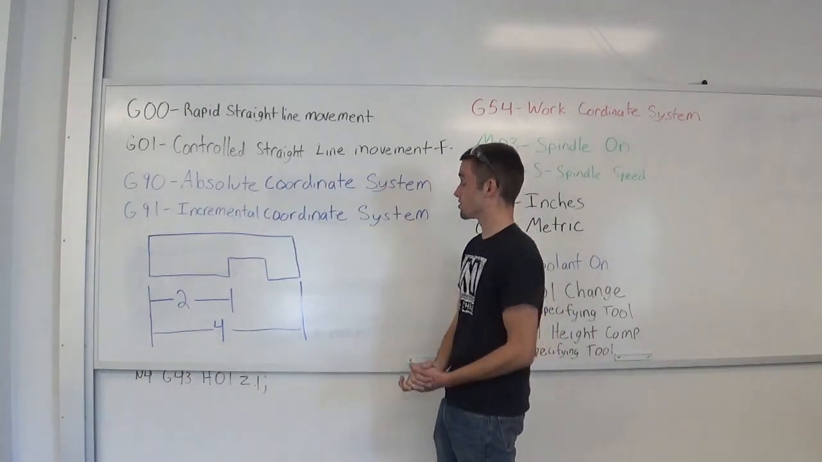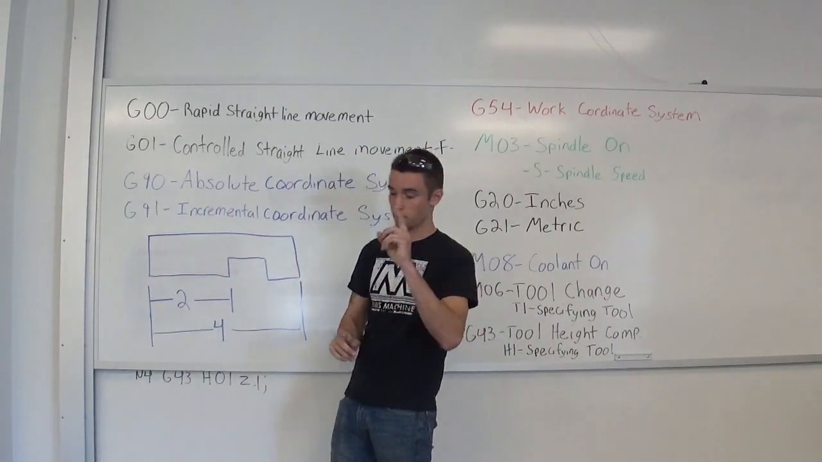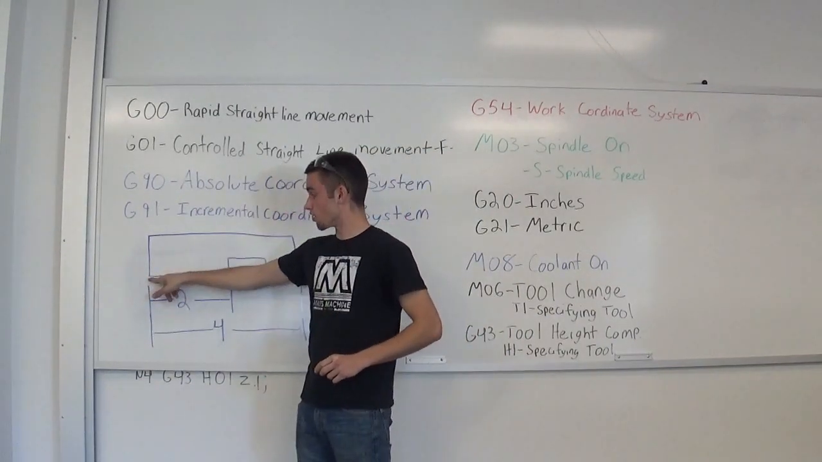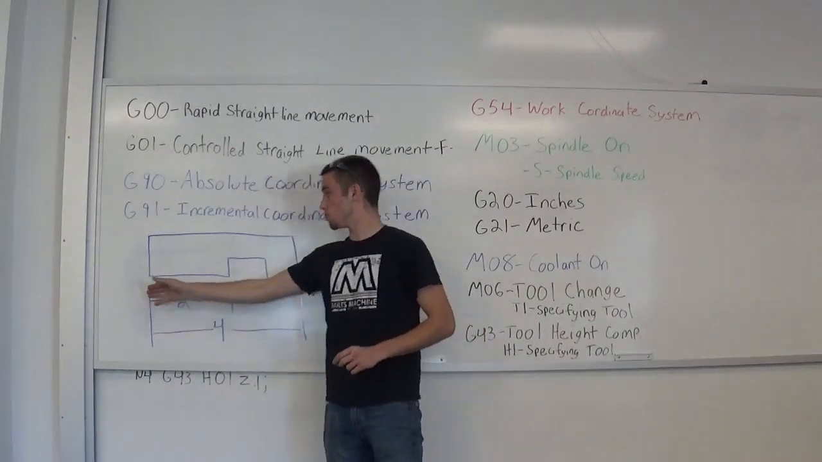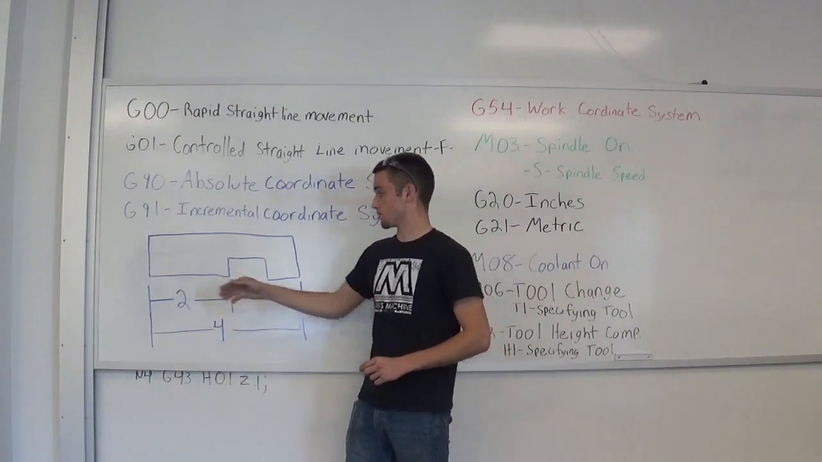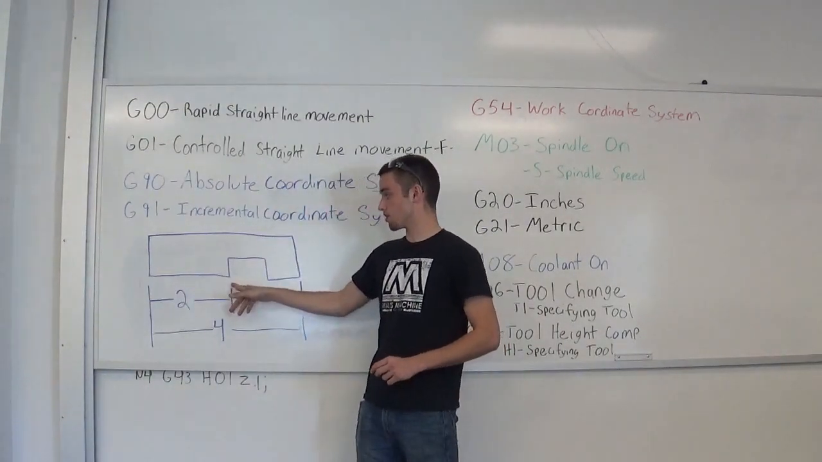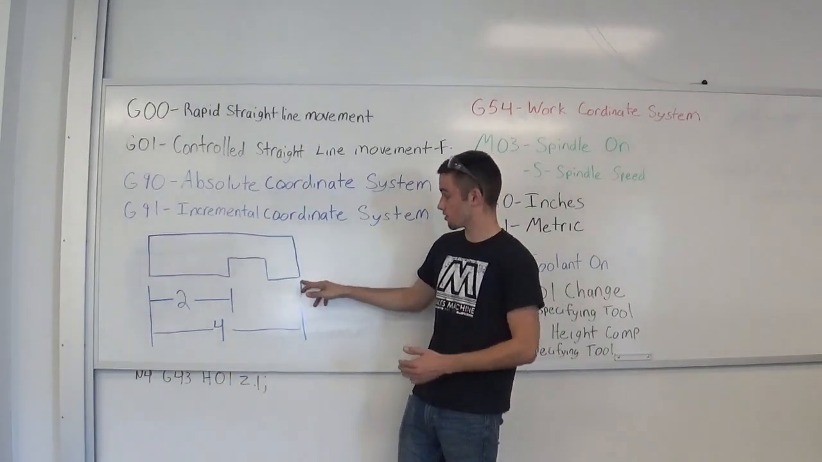An absolute coordinate system means your zero is stationary. You're moving from one point. So right here in the corner is where the zero is. So if I call up X of 2, I will move over 2 inches in the X. If I call up X of 4, even if I'm starting right here, it'll move me to X of 4 on the blueprint here.